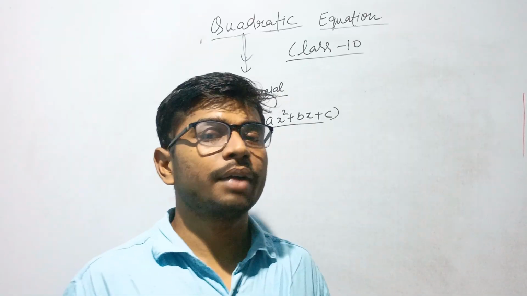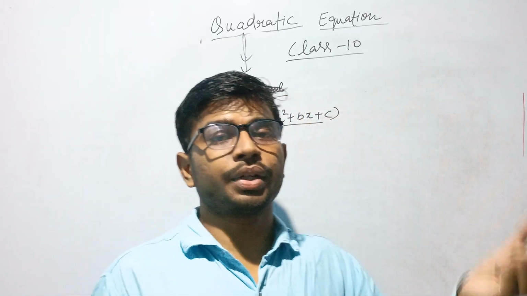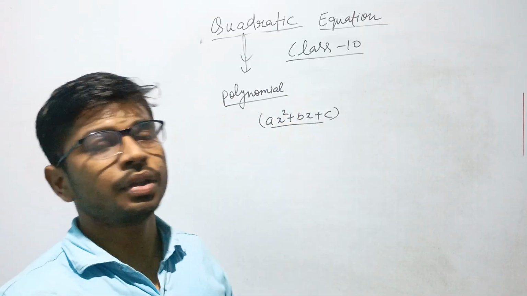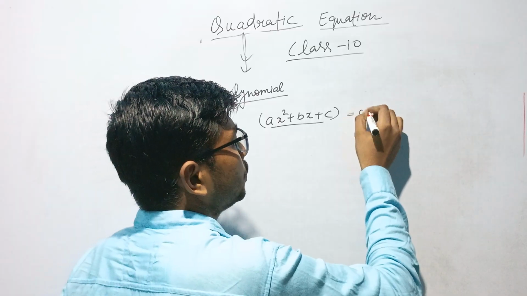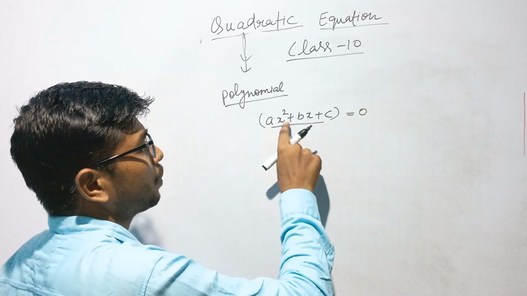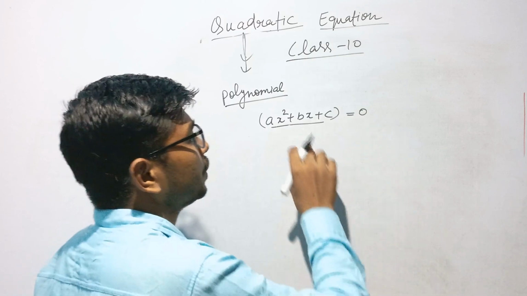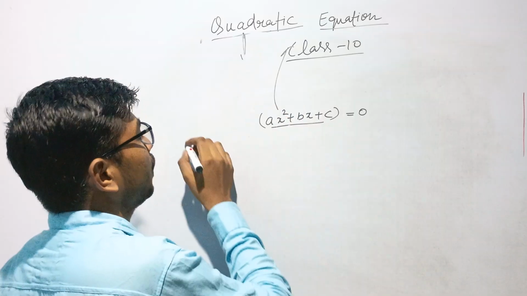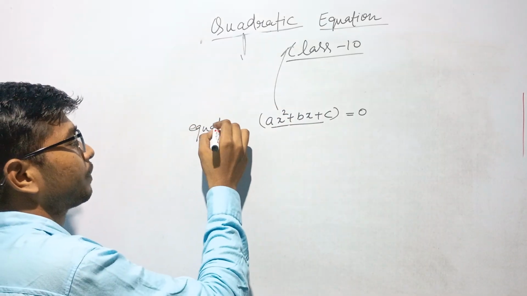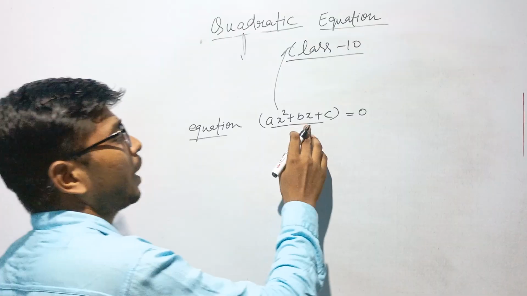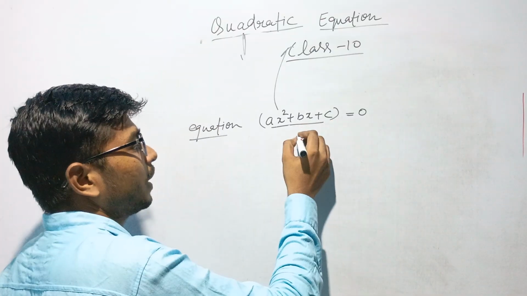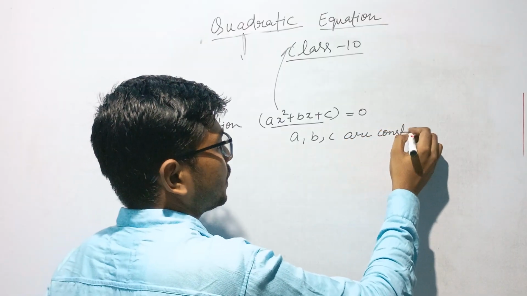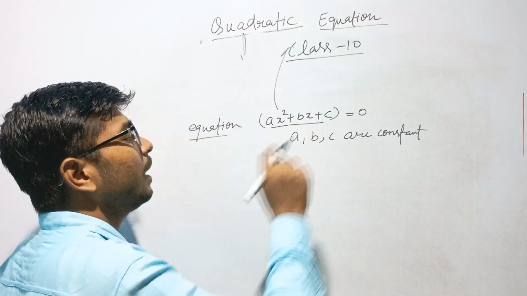Okay. But today we have to learn quadratic equation. So if you want to make this polynomial an equation, you have to equate to 0. If you write ax square plus bx plus c is equal to 0, this will become quadratic equation. Now this is our equation, ax square plus bx plus c, where a, b, c are constant.